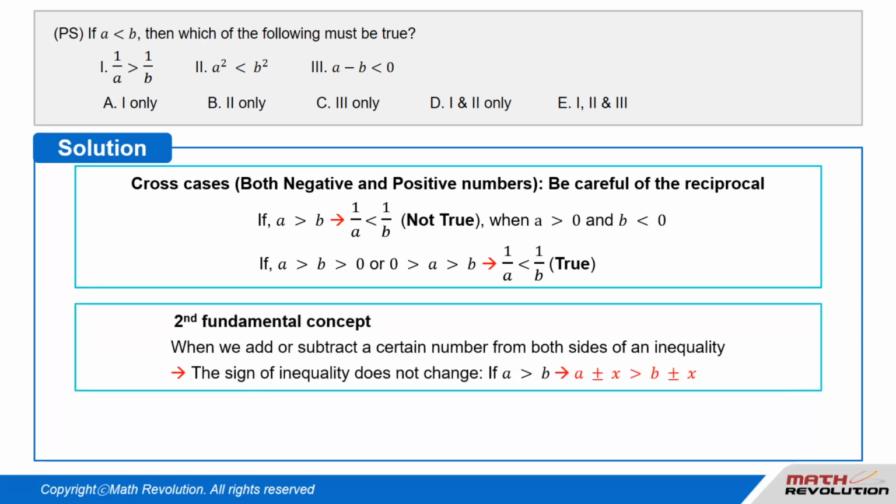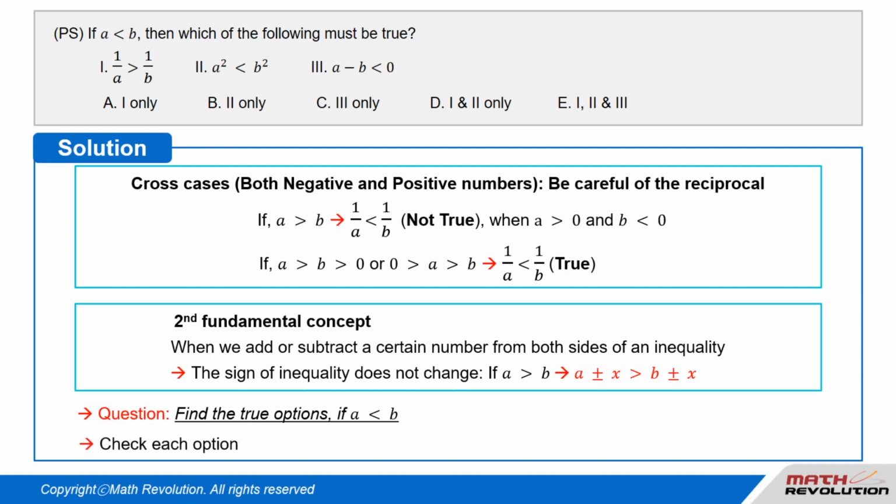The second fundamental concept in inequality. When we add or subtract a certain number from both sides of an inequality, the sign of inequality does not change. So, if we add or subtract x from both sides of an inequality, it does not affect the inequality sign. If A is greater than B, then A plus or minus x is greater than B plus or minus x. We are required to find the options that are true if A is smaller than B.